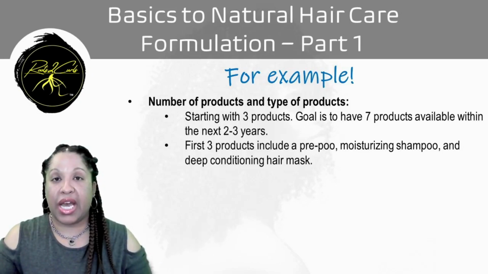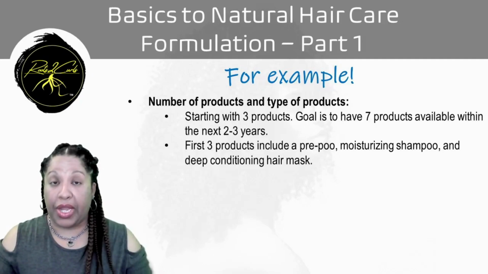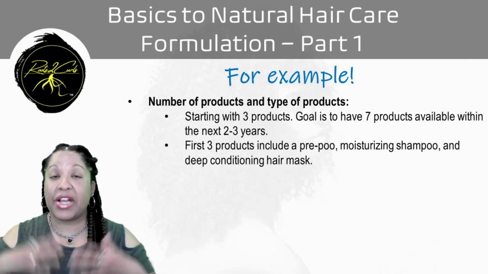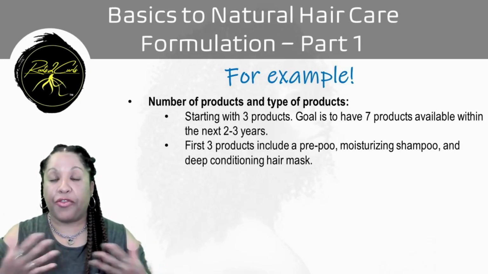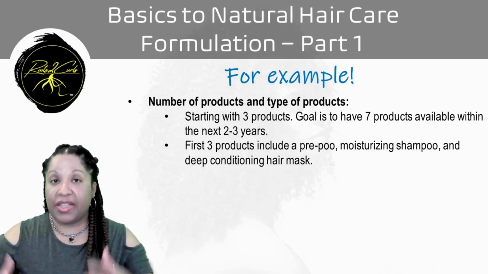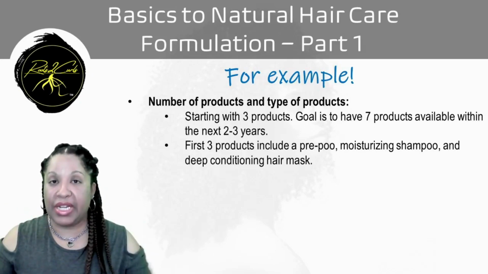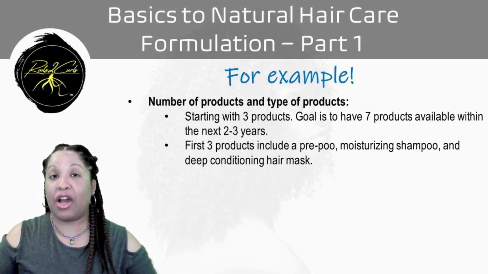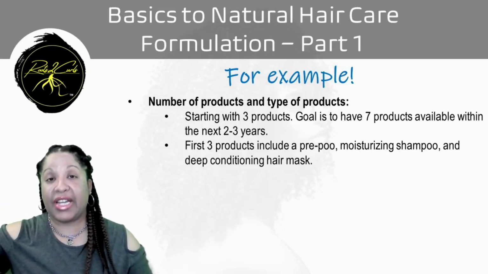The number of products and type of products. In this example, we're going to start off with 3. The goal is to have 7 available within the next 2 to 3 years. I say that because, depending on your budget, you might only be able to come out with a few, but in the long term, as things progress and you're selling and you're seeing how customers like your products and the money's coming in, your budget goes a little bit higher and you can afford to create another 3 to 4, 5, 6, 7 products.